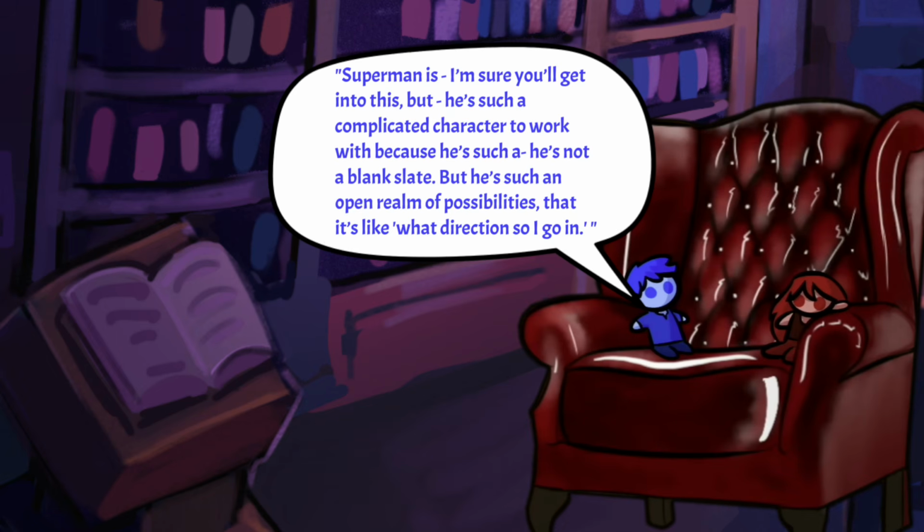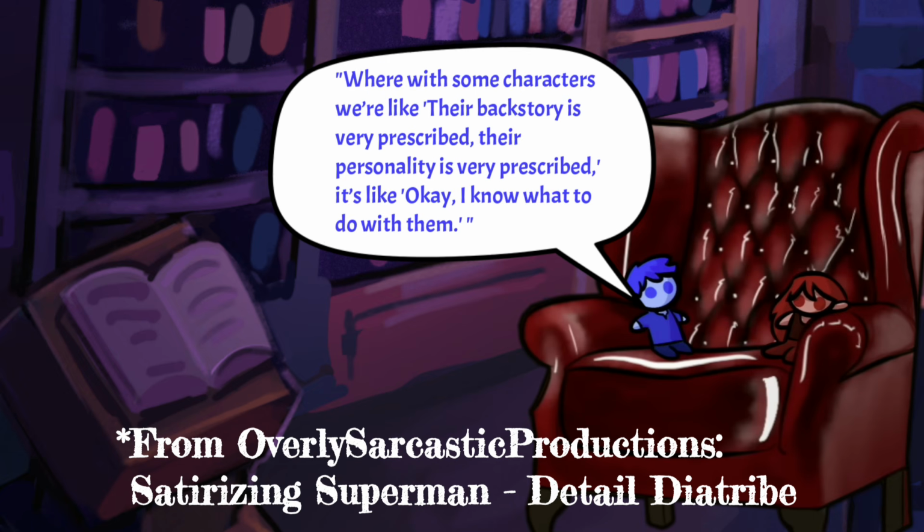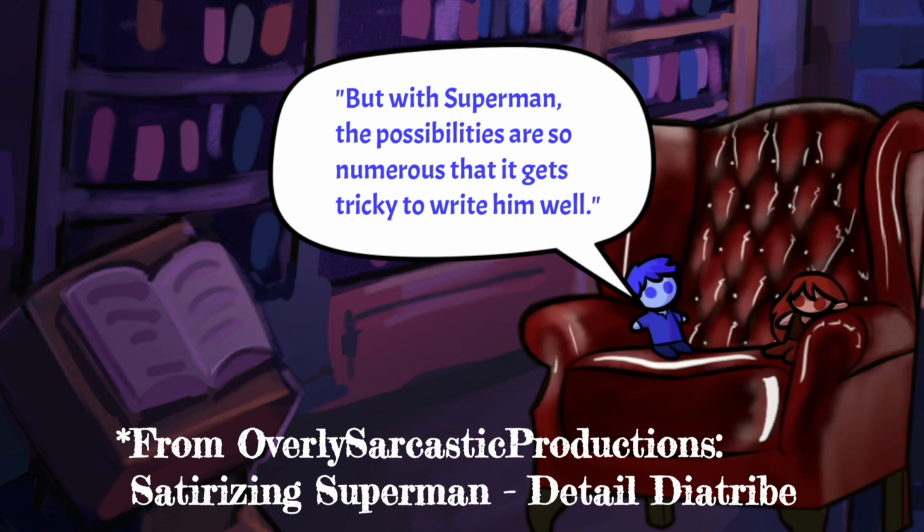Superman is, I'm sure you'll get into this, but he's such a complicated character to work with because he's not a blank slate, but he's such an open realm of possibilities that it's like, what direction do I go in? With some characters, their backstory is very prescribed, their personality is very prescribed. It's like, okay, I know what to do with them. But with Superman, the possibilities are so numerous that it gets tricky to write him well.